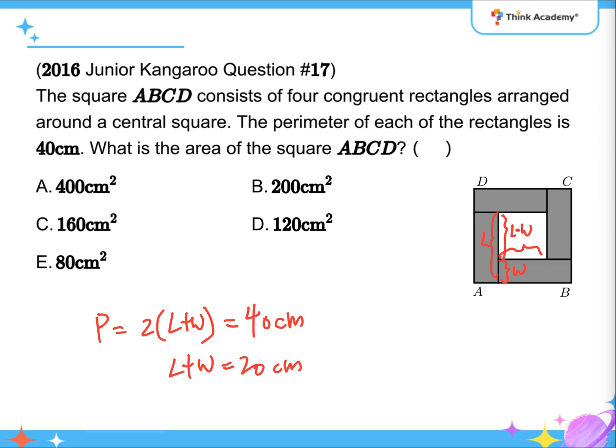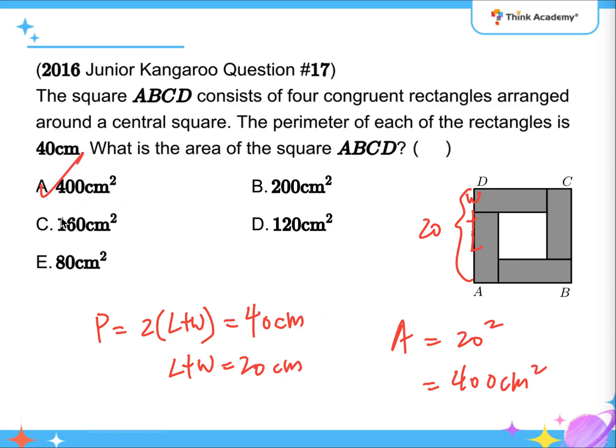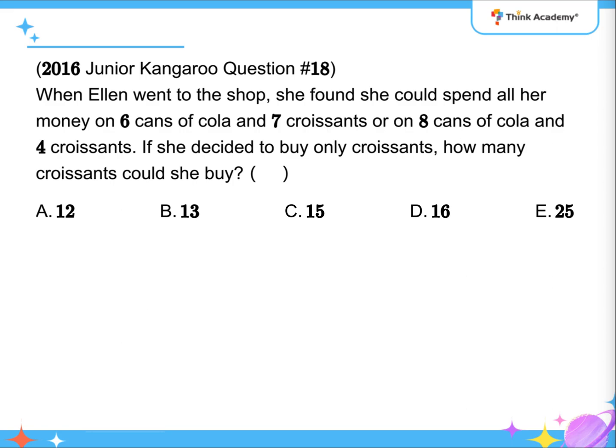Basically, we're just trying to find the large one, so no worries. So that's just 20, isn't it? That's the width adding the length. So the area is equal to 20 squared, which is going to be 400 square centimeters. Okay, so the answer is A. Overthought it a little bit. And let's take a look at question number 18.